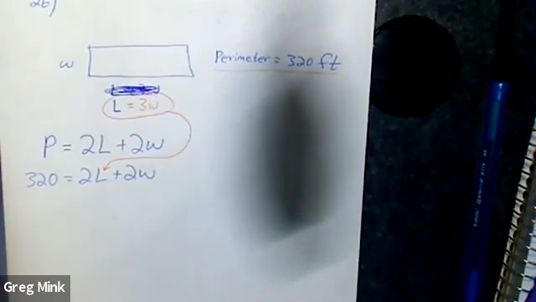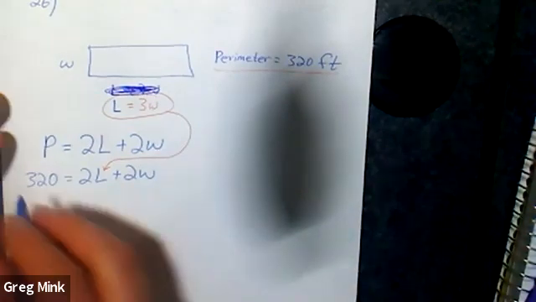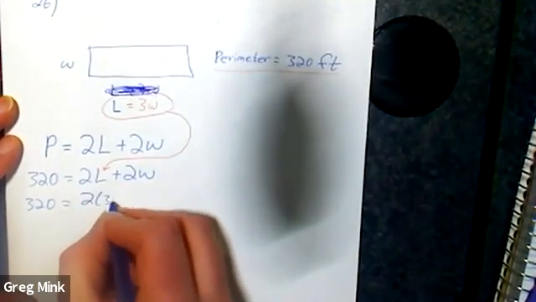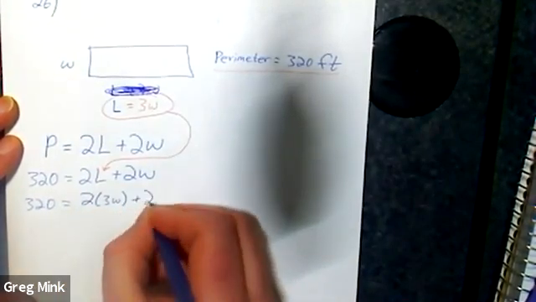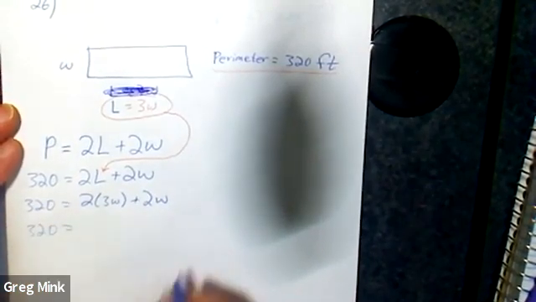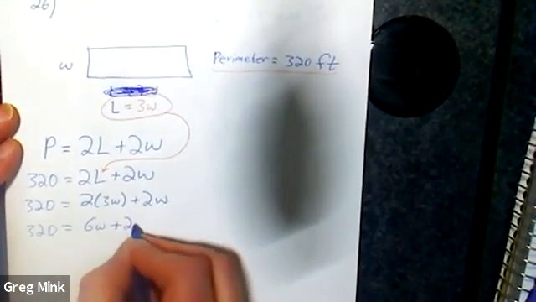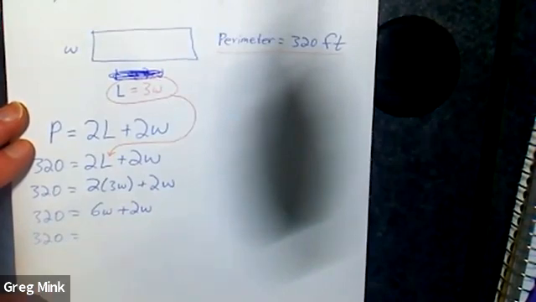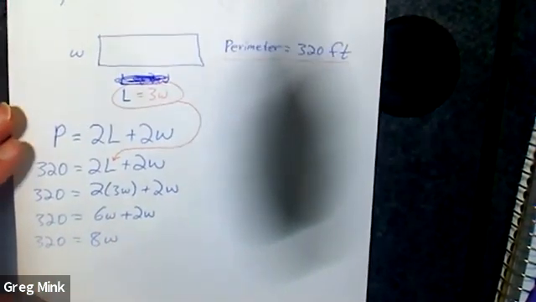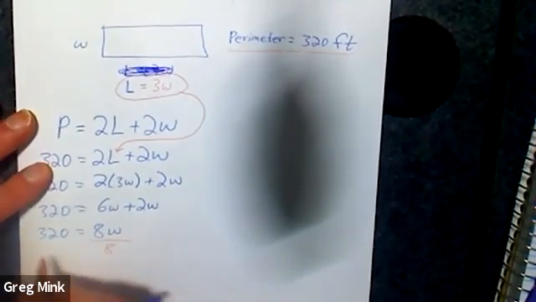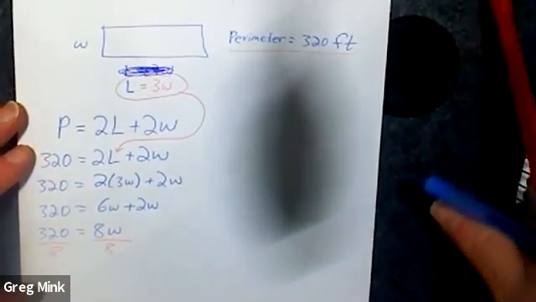Once I do that, I'll have it all in terms of W, and you can solve for W and back solve for L. So if I write it with that substitution, I have 2 times 3 times the width plus 2 times the width. Notice how now it's just W. I can solve for W. 320 is equal to 6W plus 2W. Combine those like terms, using all that algebra we were just reviewing. And finally, divide both sides by 8 to get W by itself.